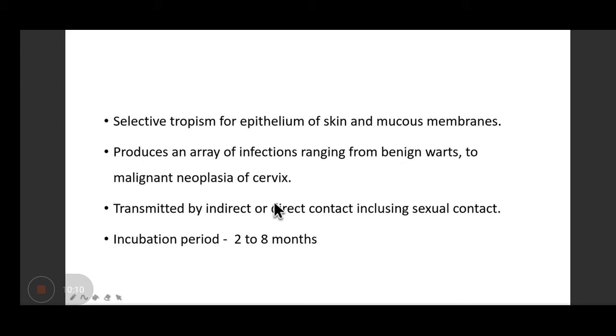But cervical neoplasia is common with HPV, and it is transmitted by indirect or direct contact, including sexual contact. Very commonly, it can spread by sexual contact. This particular virus can also cause carcinoma, an infection in the mouth also, because of various sexual behaviors. The incubation period is 2 to 8 months.